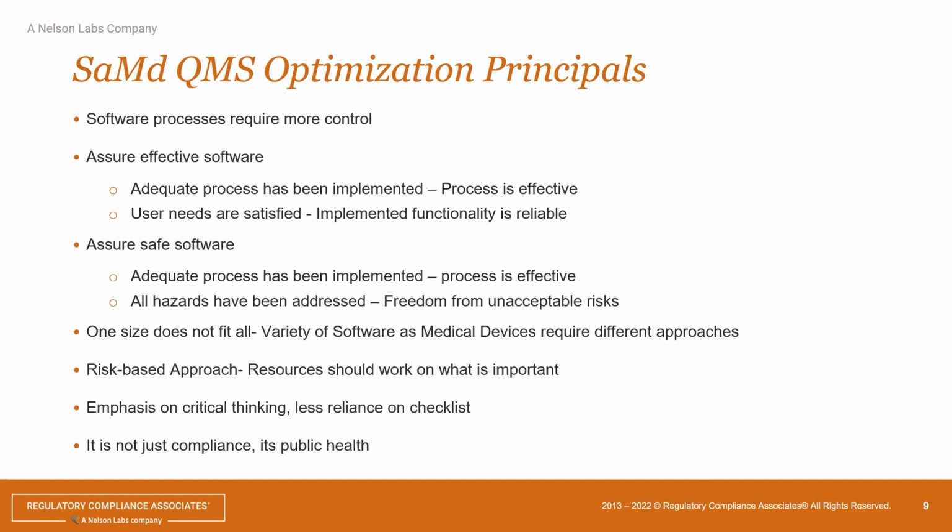Obviously, when we're designing a quality system, one size does not fit all. It really depends on the risk of your products, what it does, etc. And then we want to keep that in mind. We want to take a risk-based approach. We want to do critical thinking, and it's not about a checklist that we check, and then we say we're done, because we just have to remember, it's not just about compliance, it's about public health, and that's what FDA and other regulatory bodies are out there to just protect: public health.